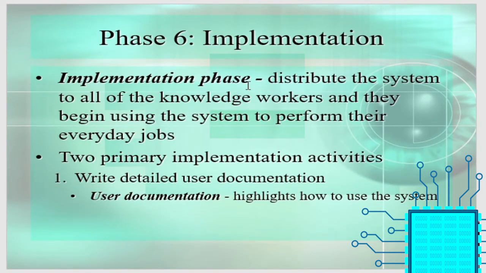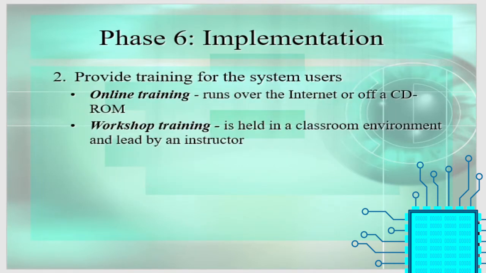In the implementation phase, they distribute the system to all the knowledge workers and they begin using the system to perform their everyday jobs. There are two primary implementation activities. First one, write detailed user documentation, which highlights the use of the system, components, and every module of the system. Second phase of implementation is to provide proper training for the system users, which are online training and workshop training.